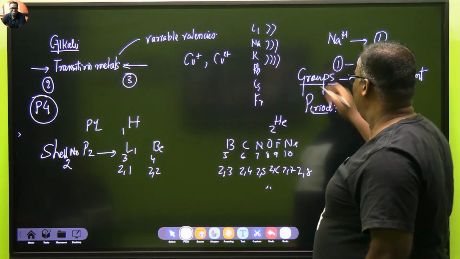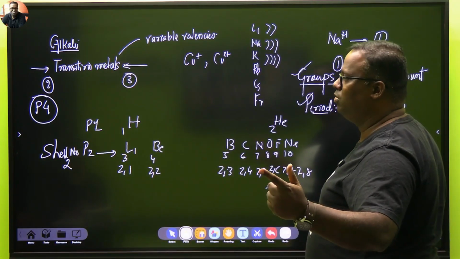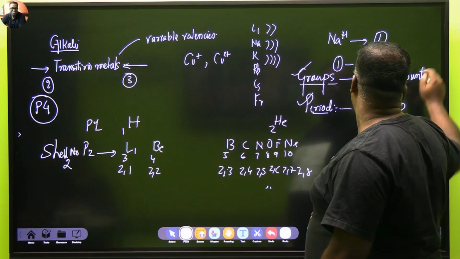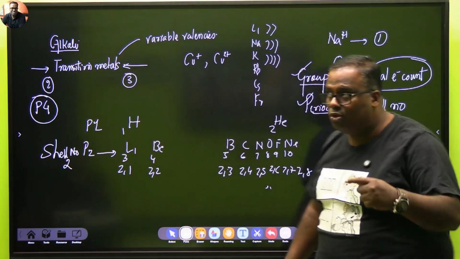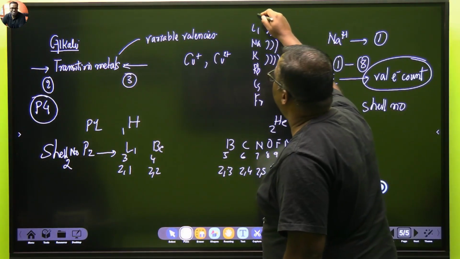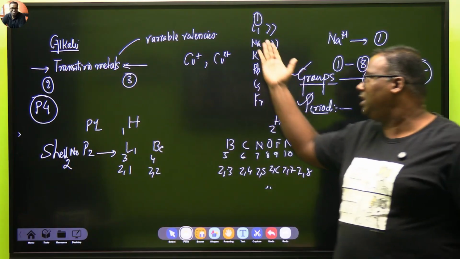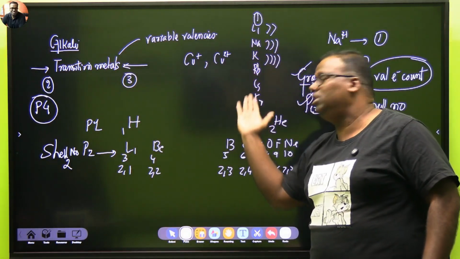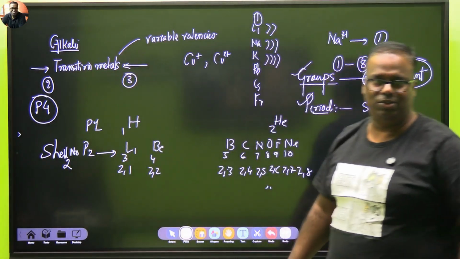Okay. So have you understood what group and period say? Once we see the group, we will all get to know. Okay. One more interesting thing. Since the group tells you about the valence electron count, if I look at group 1, my valence electron count is 1. It means that the chemical reactivity nature of all these will be similar. All of them want to lose 1 electron.